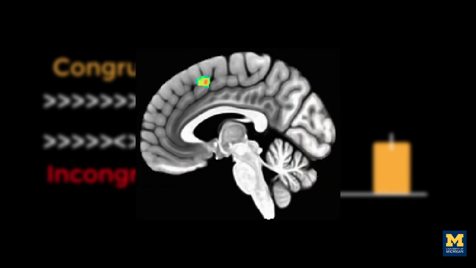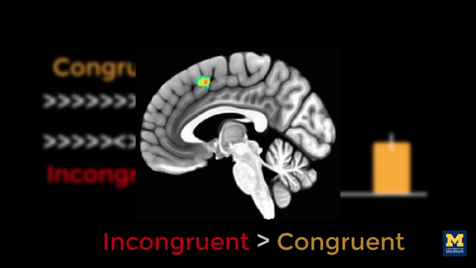The cognitive control regions of the brain, such as the dorsal-medial prefrontal cortex, should be more active during the incongruent condition relative to the congruent condition. Our goal is to estimate the magnitude of the brain activity to each condition, and then contrast the two in order to see whether they are significantly different from each other.